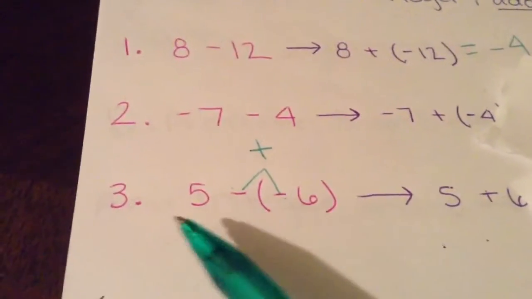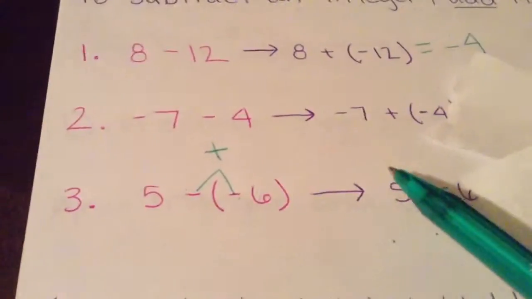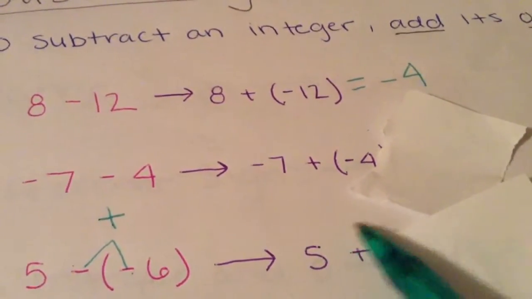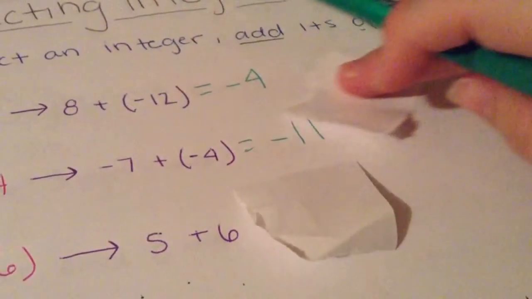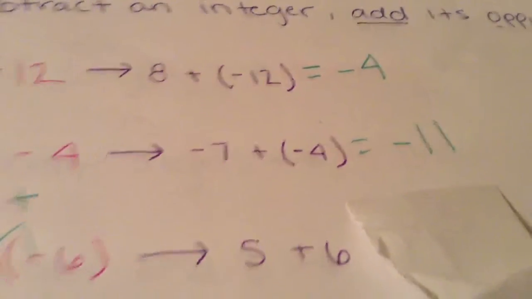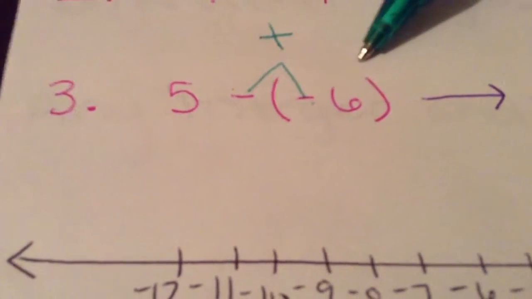Looking right here, we have a negative 7 and then a negative 4. So we'll just kind of put our plus sign in the middle. We have a negative 7 plus a negative 4. Same sign. Negative 11.